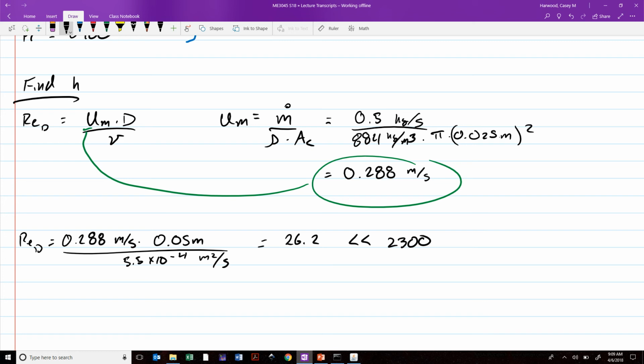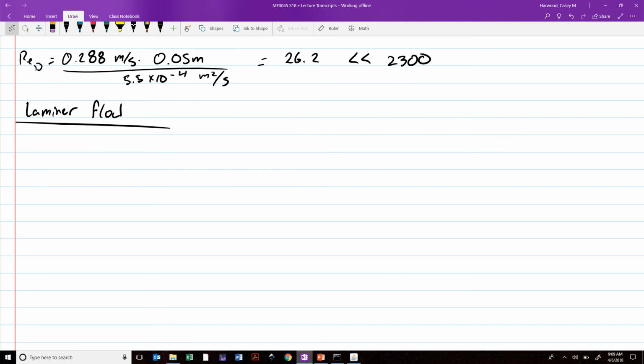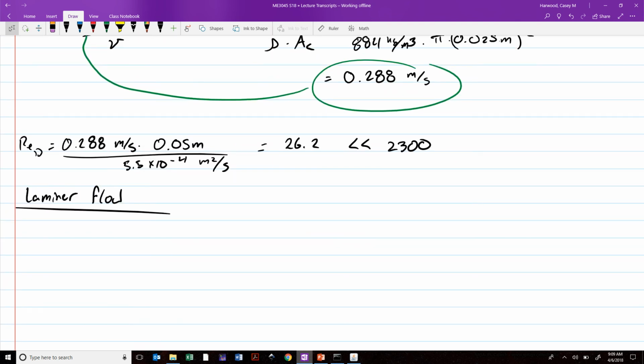Okay, so great. That constrains us to looking at laminar flows in table 8.4. Give you guys a minute to finish copying that down.